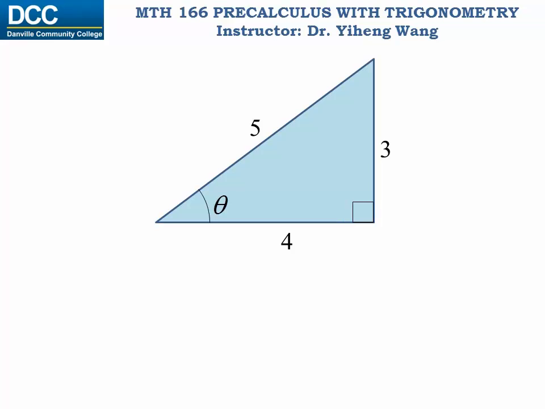Let's look at this right triangle with the lengths of the 3 sides being 3, 4, and 5. We already learned how to find the 6 trigonometric function values for this acute angle theta. For example, if I want to find sine theta, since sine theta equals the opposite side over the hypotenuse, therefore 3 over 5, sine theta equals 0.6.